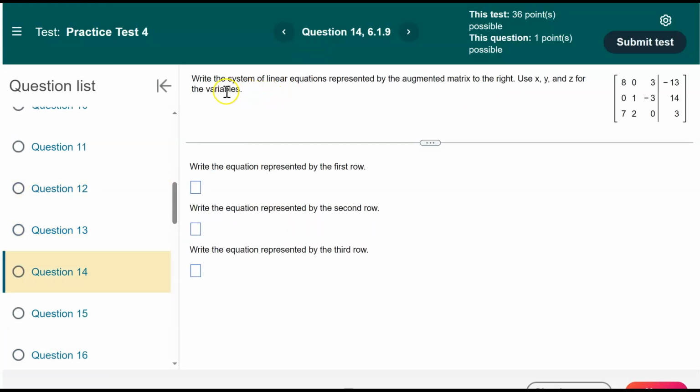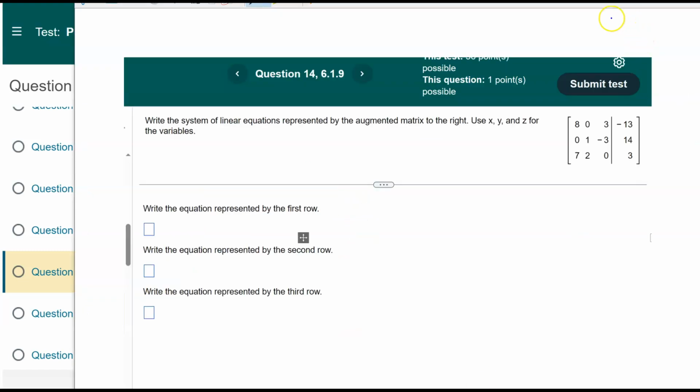Question number 14. Write the system of linear equations represented by the augmented matrix to the right. Use x, y, z for the variables. So you want to know what the equation represented by the first row, the second row, and the third row is. So to do that, we make sure the first column here is for the x, the second column are the coefficients for your y variable, and the third column are the coefficients for your z variable. The last numbers here are the constants.